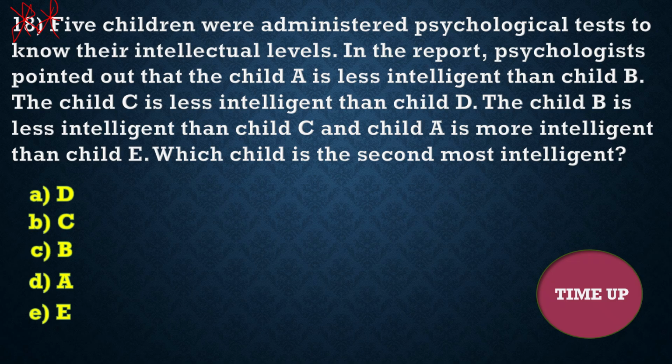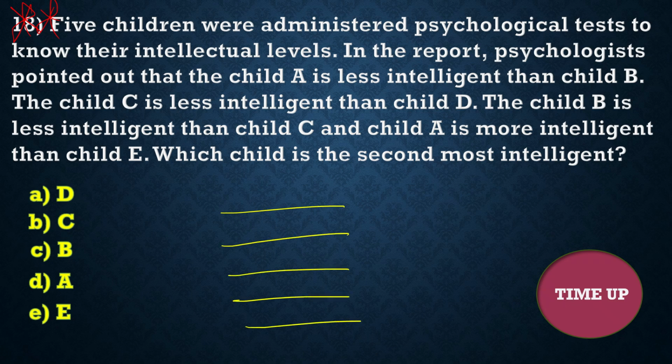5 children were administered psychological test. Okay, so from this what you understood, 5 children are there. Draw this first. 1, 2, 3, 4, 5. In the report, psychologists pointed that the child A is less intelligent than child B. So this will be what? More intelligent here, and this is less intelligent.